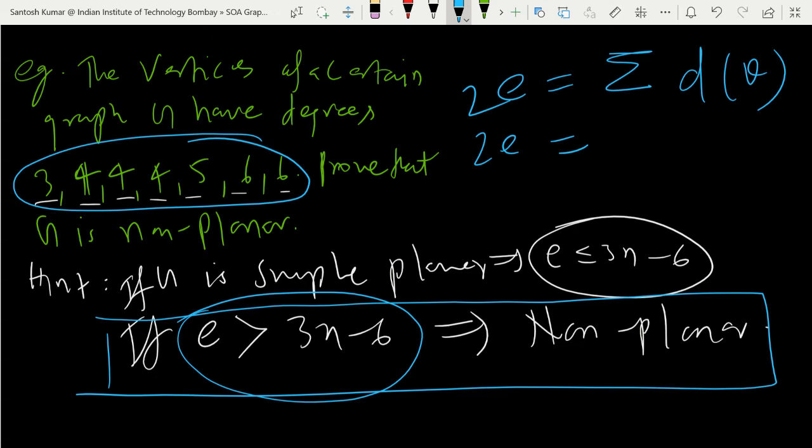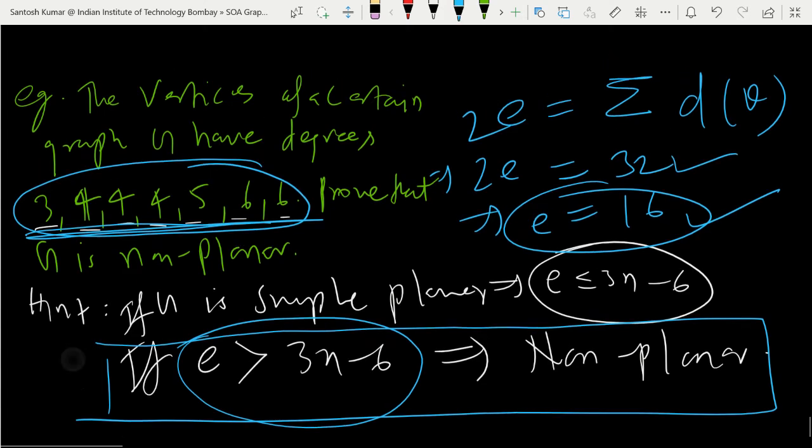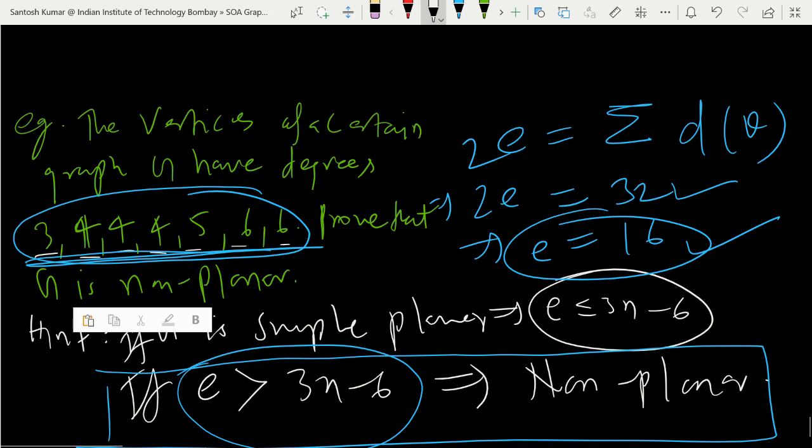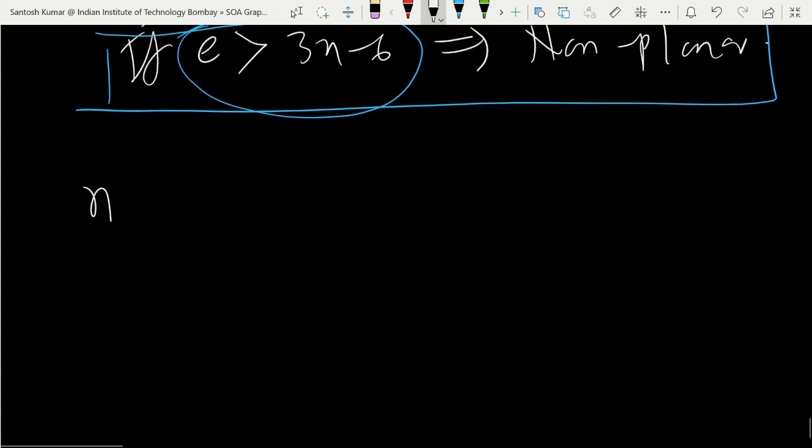Use the calculator, sir. Number of edges equals 16? Yes, that is 16, but I am asking for the sum, how much will the total be. So 32. So 2 times the number of edges is equal to the sum of degrees of vertices, that was 32. So E you get is 16, and the number of vertices is also given. There are 7 vertices, so n is 7 and E is 16. You verify it.